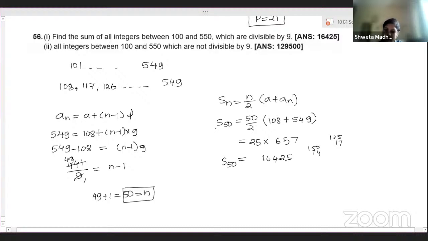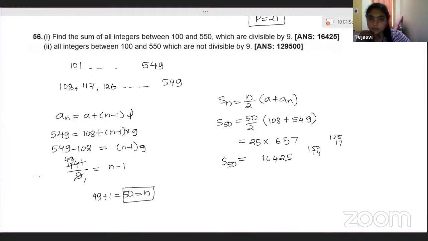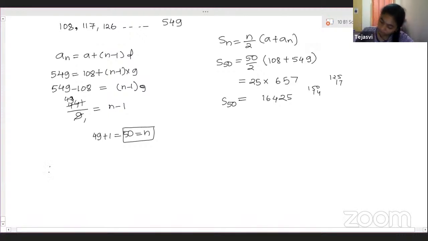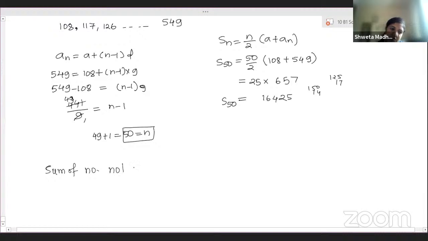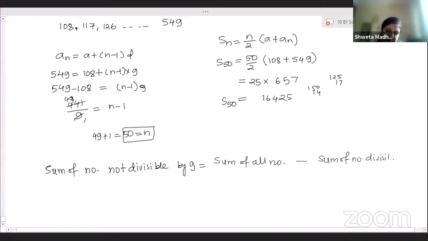Able to understand? Here, the sum of numbers not divisible by 9 is equal to the sum of all numbers minus the sum of numbers divisible by 9. So we have to calculate the sum of all numbers.